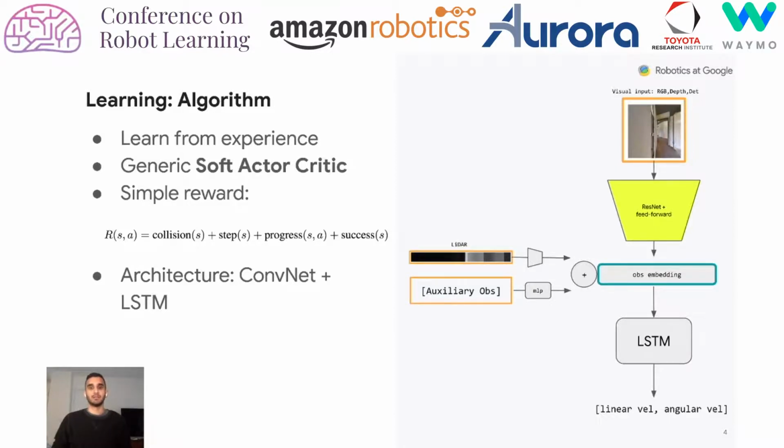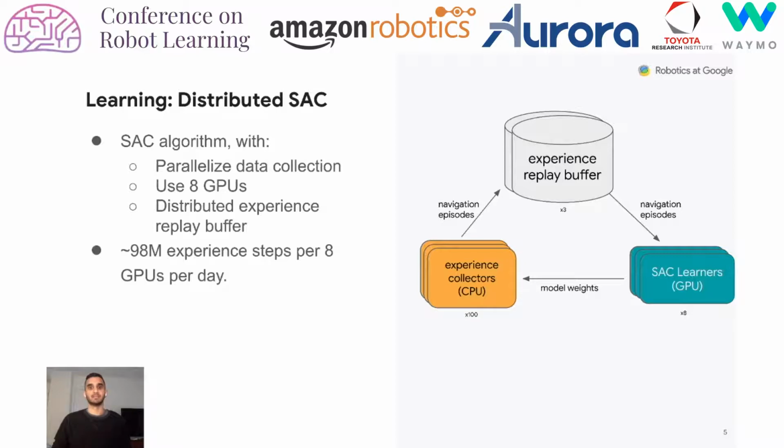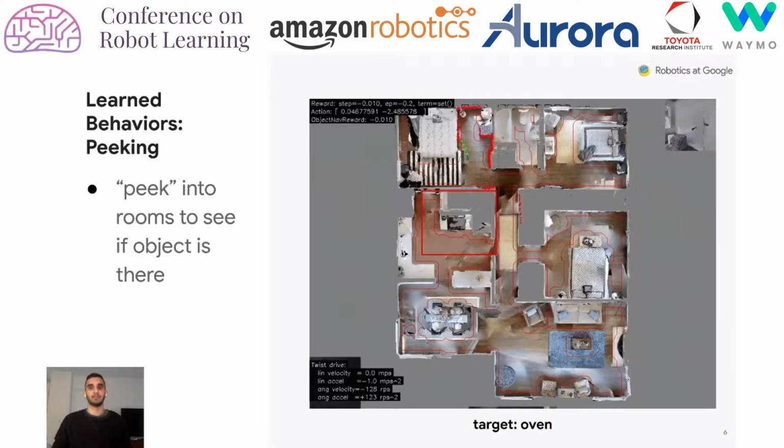To scale our setup, we create a distributed version of SAC by parallelizing the data collection with 100 CPU workers and learning using an 8 GPU setup. Using this setup, we can train 98 million experience steps per 8 GPUs per day. We train for 2.5 days, using 250 million experience steps. Using this setup, we are able to learn several emergent behaviors for exploration and navigation.